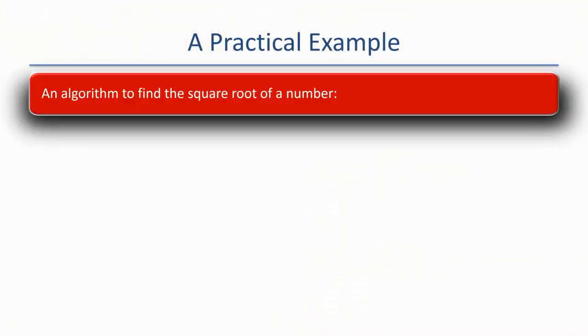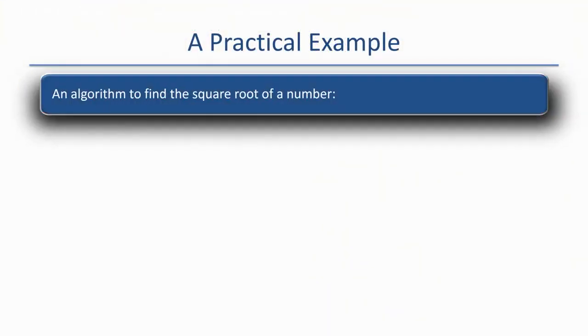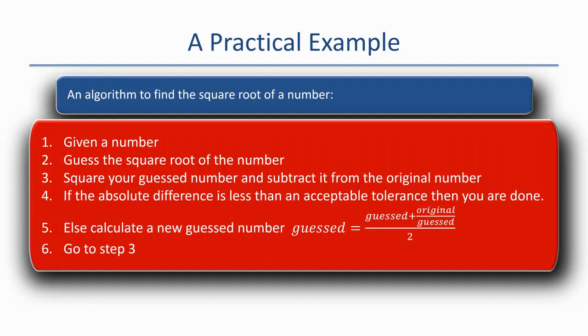Let's have a practical example. Here is an algorithm to find the square root of a number. The algorithm is given a number. To find the square root, just guess the square root of the number, any number that you want. Then square your guess and subtract it from the original number. Of course, if the difference is very small, that means you are already done. Otherwise, you have to calculate a new guess by adding the previous guess to the original divided by guess, and then dividing the total by 2. And then going to step 3 to check to see if your new guess is good enough.